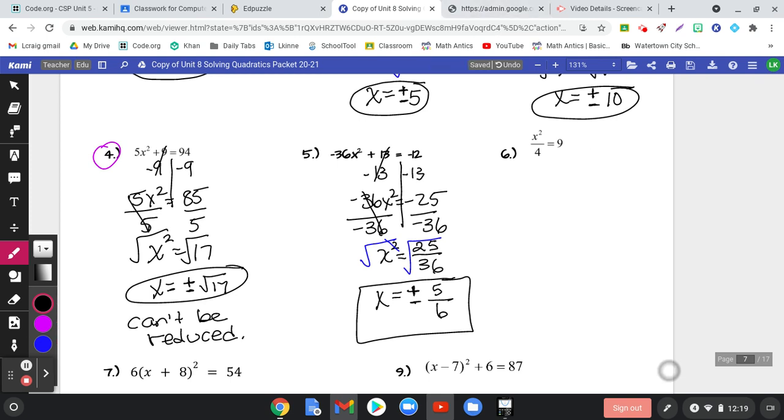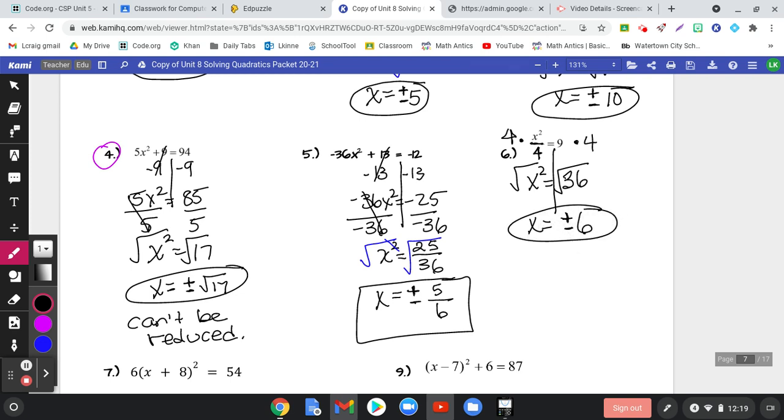All right. For some reason we don't like fractions. It's okay. What does this mean? Over 4 means dividing by 4. So if we multiply both sides by 4, we get x squared equals 9 times 4, which is 36. And one step and we're done. Square root of both sides, x equals positive or negative 6. Done.